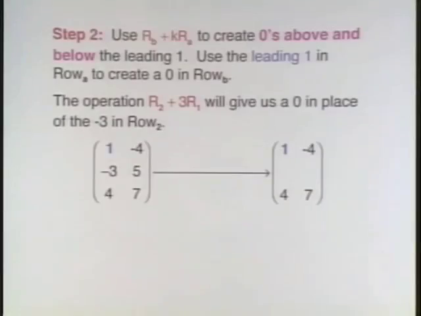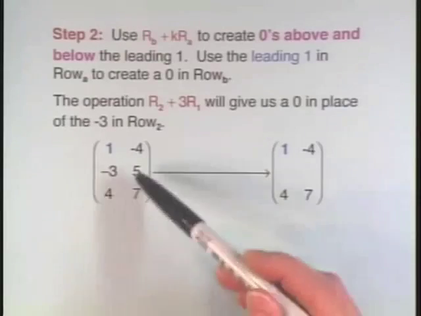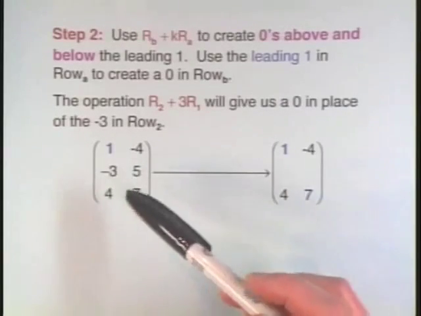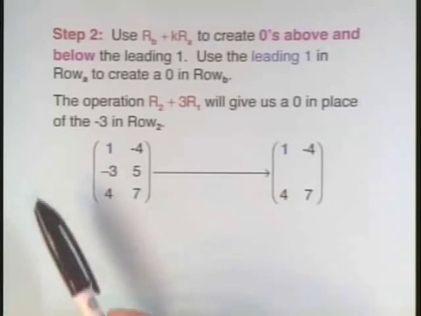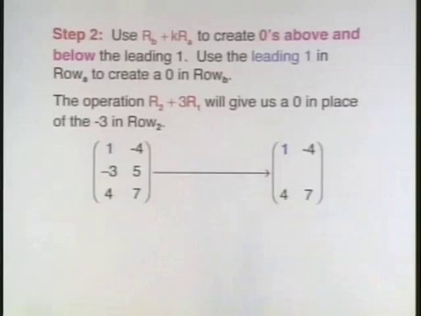Step 2, we're going to use RB plus a constant K times RA to create zeros above and below the leading 1. Use the leading 1 in row A to create a 0 in row B. Right now the leading 1 in row 1 has a negative 3 below it in row 2 and a 4 below it in row 3. Let's begin with negative 3. What could you add to negative 3 to make it 0? Of course, the answer is we could add 3 to negative 3 and get a result of 0. If we multiply row 1 by K equals 3 and add the result to row 2, the operation R2 plus 3 times R1 will give us a 0 in place of the negative 3 in row 2.